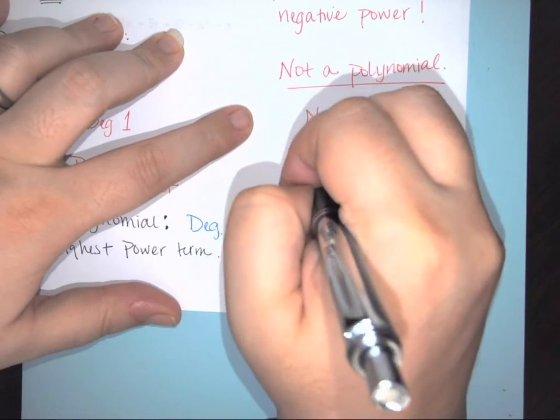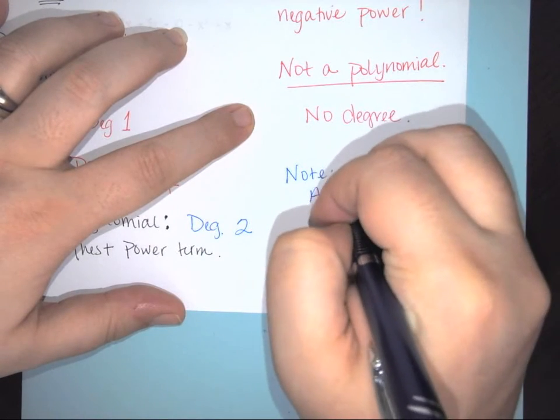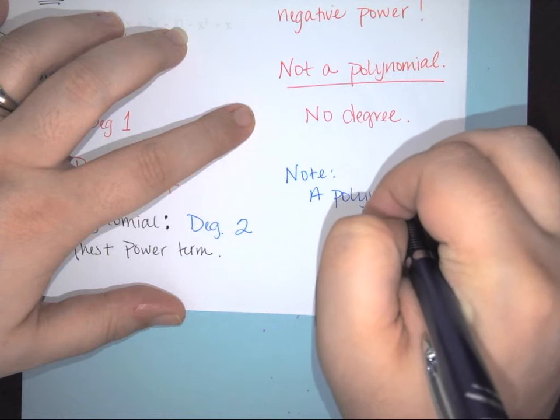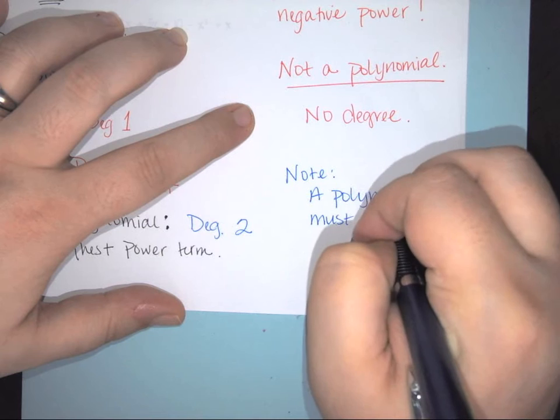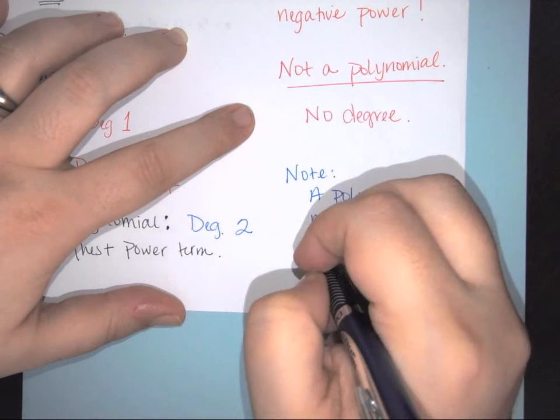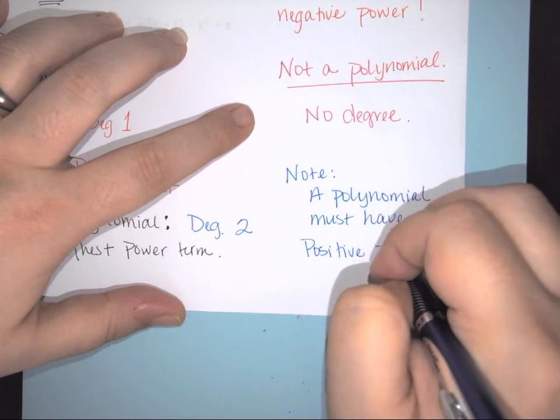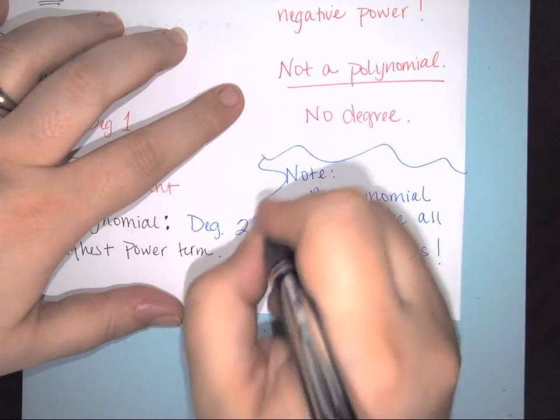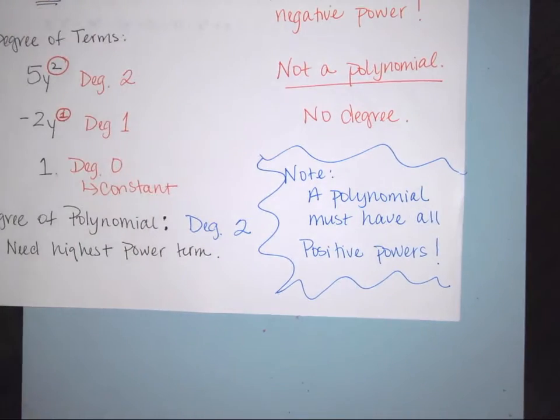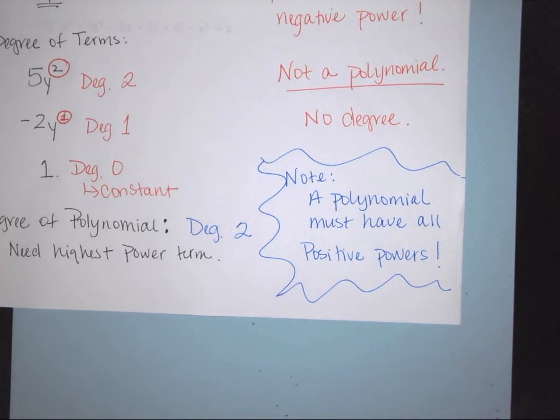So my note here is the following. A polynomial must have all positive powers. Okay, so this here would be your biggest takeaway, is that a polynomial must have positive powers. You cannot have negative powers.